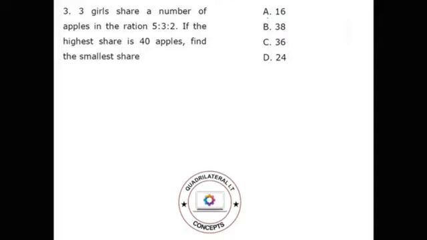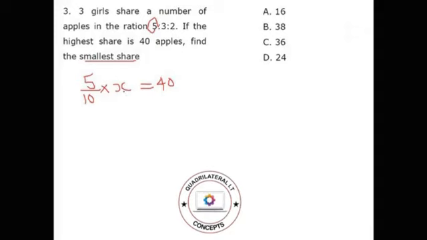Now let's move to the third question. The question says 3 girls share a number of apples in the ratio 5:3:2. If the highest share is 40 apples, find the smallest share. The first thing we need to find before you go on to find the smallest share is how many apples they are sharing. In order for them to get the highest, they pick the highest ratio, and that is 5, then divide it by the addition of all the ratio, that is 5 plus 3 plus 2, and that is 10. Then multiply by the total, x, the total apples they were sharing, which will give you 40.